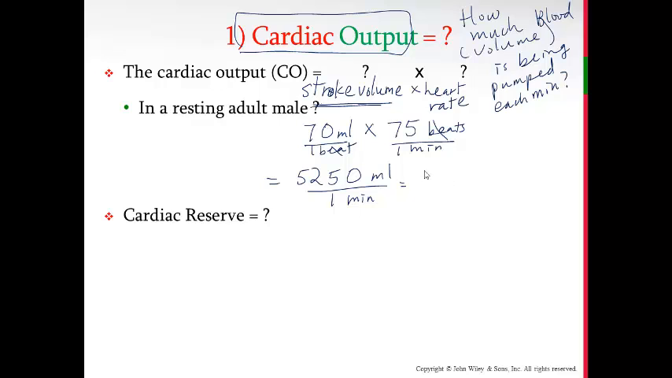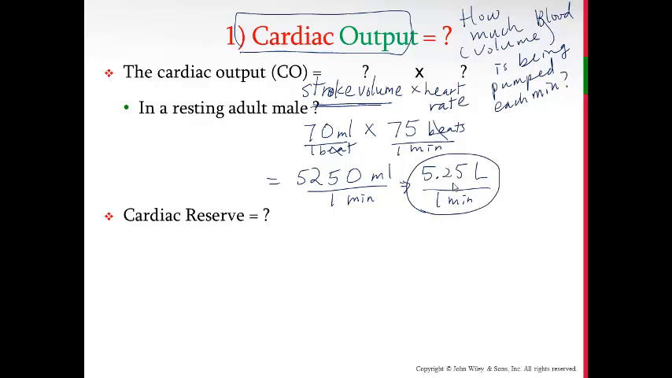So each time you will pump out this much blood. Let's convert this into liters, that may make more sense. So 5.25, if we move the decimal by 3 places, you'll have 5.25 liters per minute. Now, 1 gallon of milk is close to 4 liters. So in each minute, your heart is working very hard to pump this much blood.